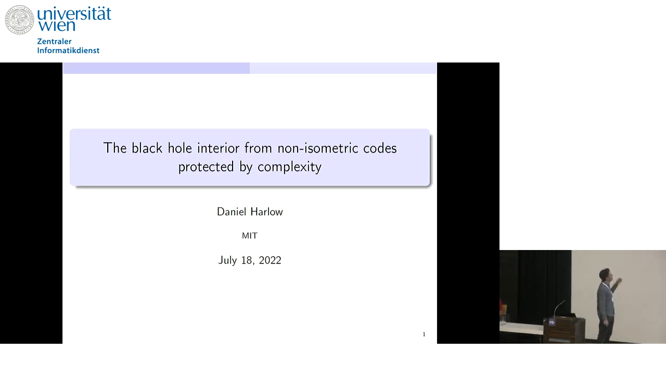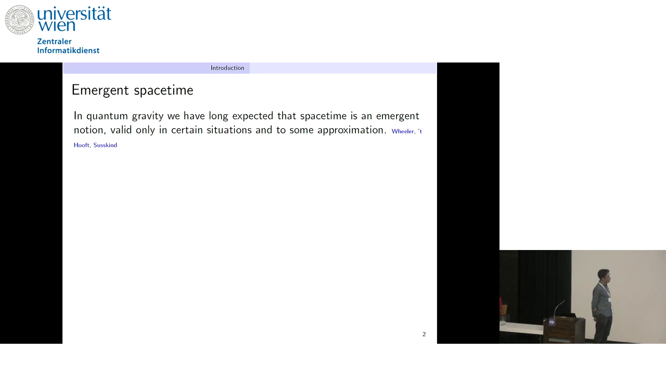So here's the longer version of the title: The Black Hole Interior from Non-Isometric Codes Protected by Complexity. In quantum gravity, we've long expected that space-time is only an emergent notion, which is valid only in certain situations and only in some approximation. This idea goes back a long way.